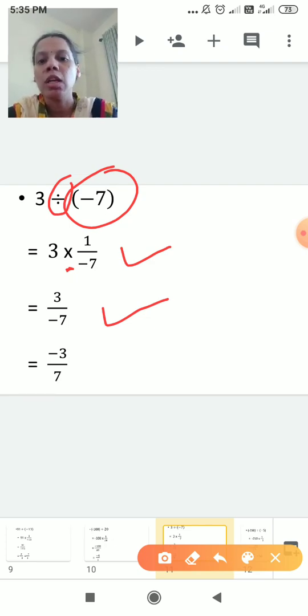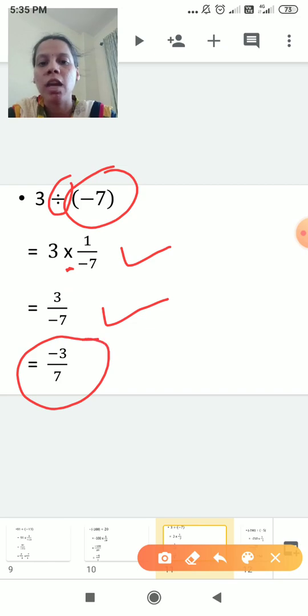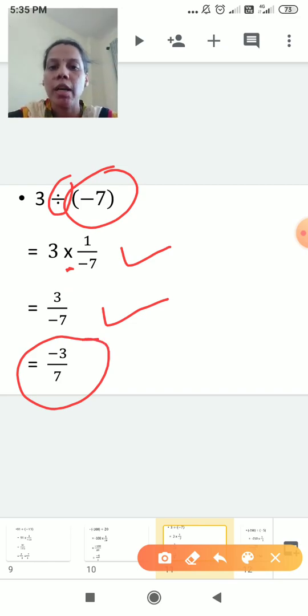So 3 upon -7. These both numbers, 3 upon -7, will not get cancelled, so we will write it as it is. Only in the answer we will write the negative sign in the numerator. So the answer is -3 upon 7. 3 upon -7 is equal to -3 upon 7.